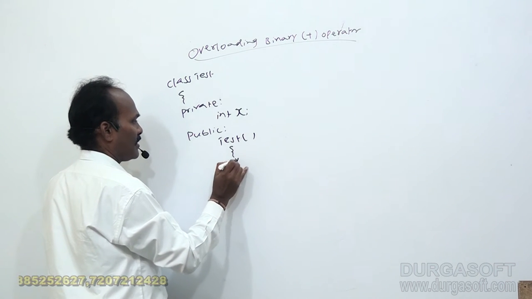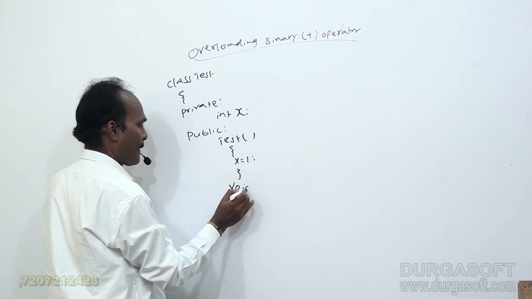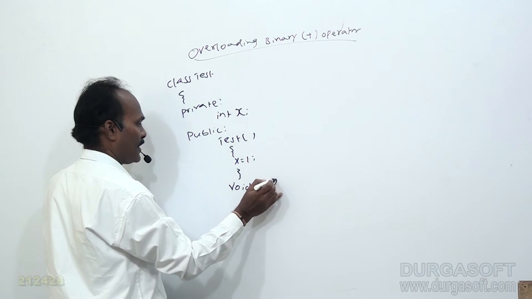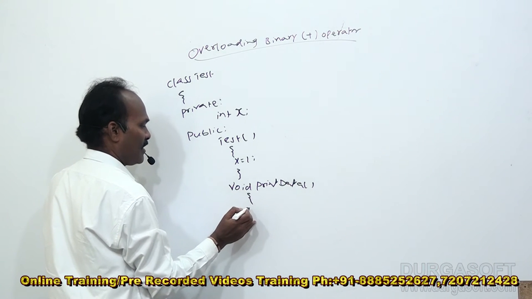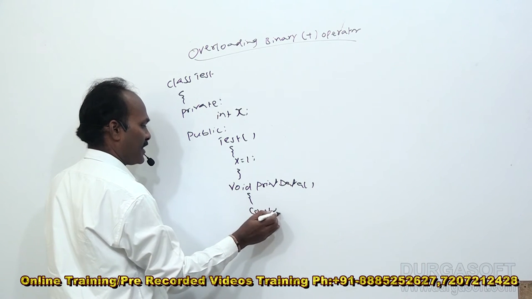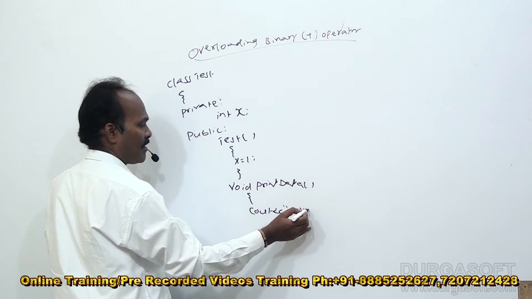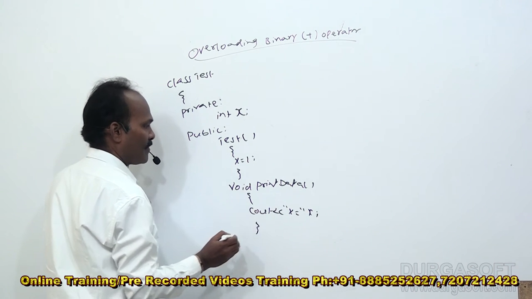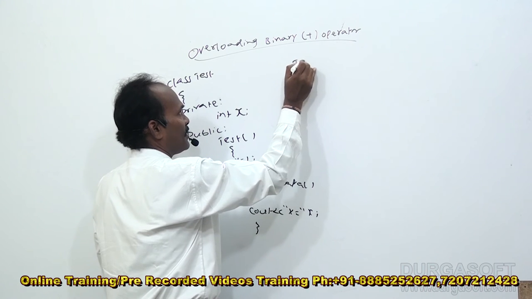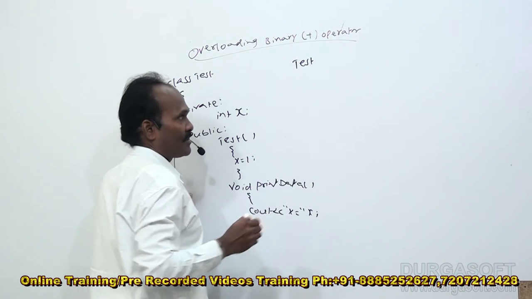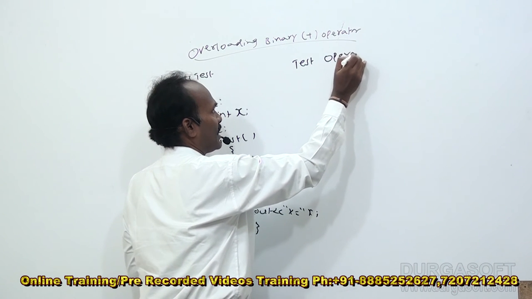Test, x equal to 1. Then void print data. This is going to print the current value of x: cout x equal to x value. Now I will write the operator function. This operator function is going to return a Test kind of object. So, Test operator.